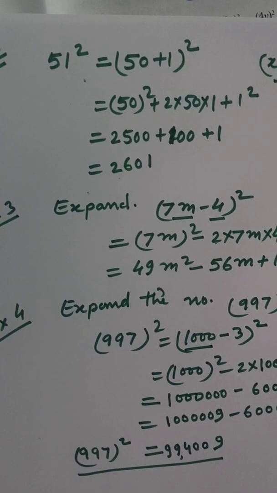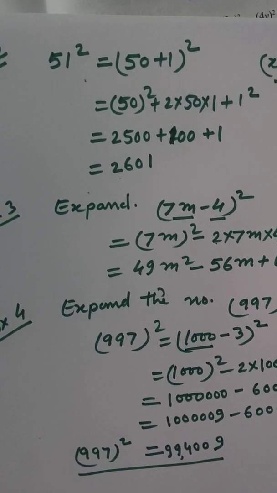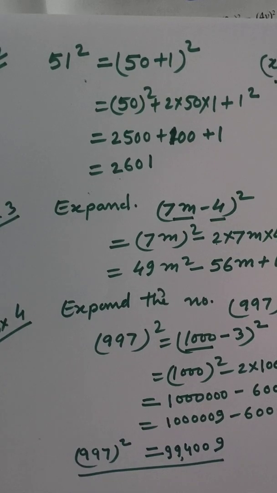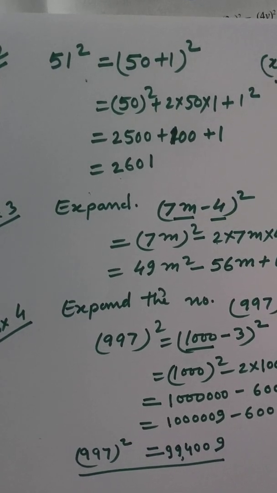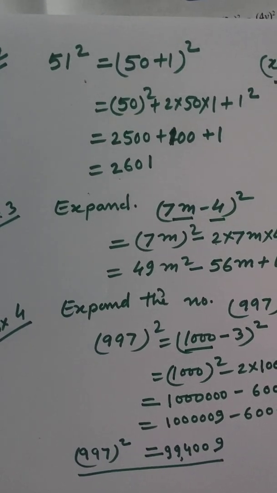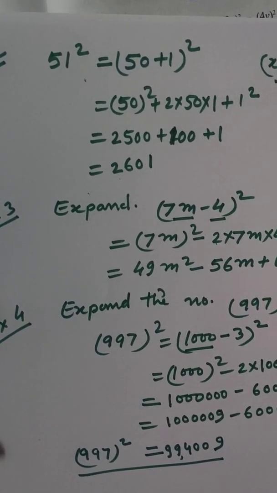This is all about your chapter and both the square formulas: (a plus b) whole square, or you can write (x plus y) whole square is equal to x square plus 2xy plus y square, and the subtraction formula (a minus b) whole square is equal to a square minus 2ab plus b square.